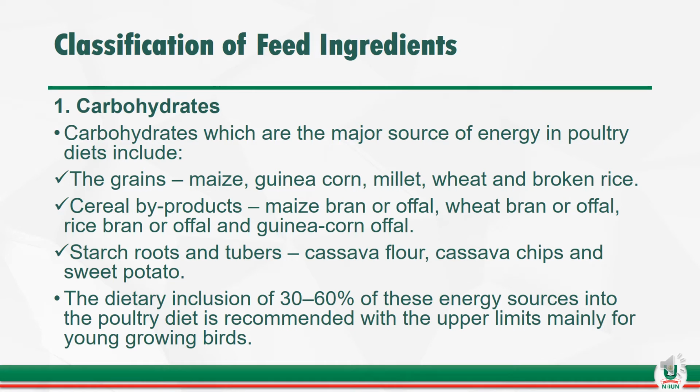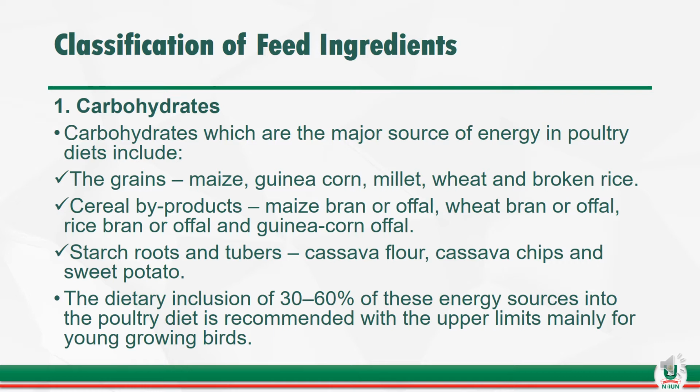Now let's go straight to the classification of feed ingredients. Straight away, we look at carbohydrates. That's a major feed ingredient in poultry. Carbohydrates, which are the major source of energy in poultry diets, include the grains. For example, you have maize, guinea corn, millet, wheat, and broken rice.